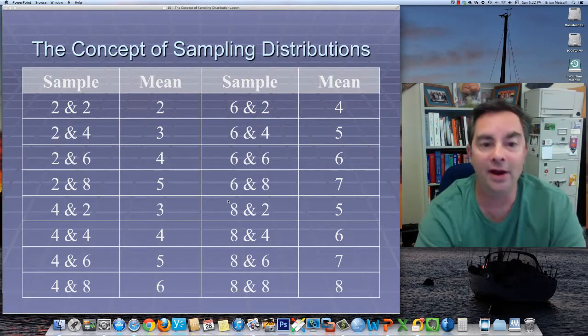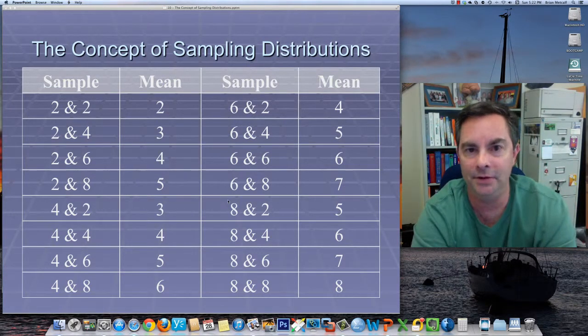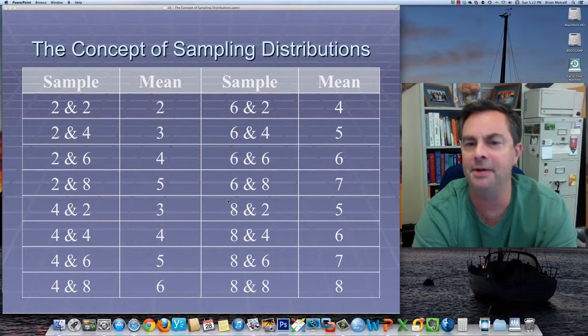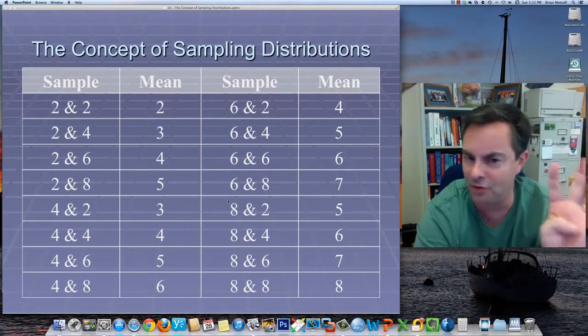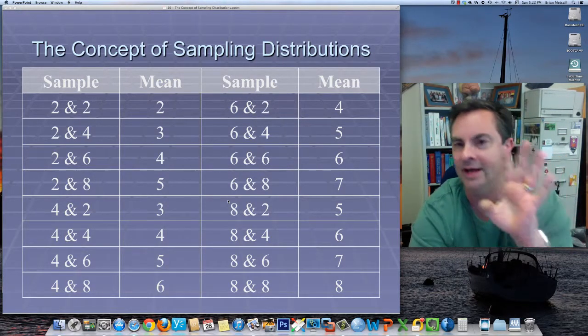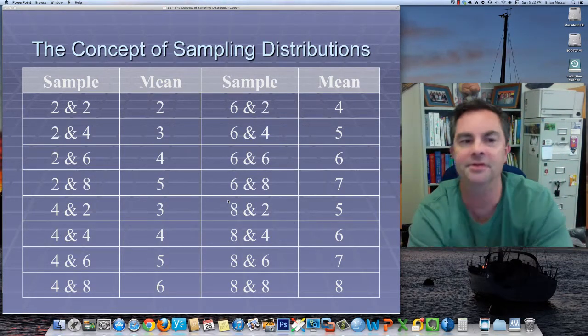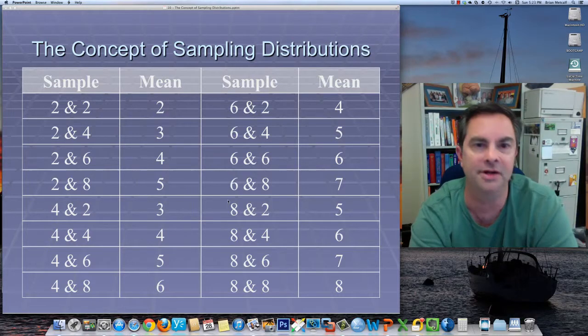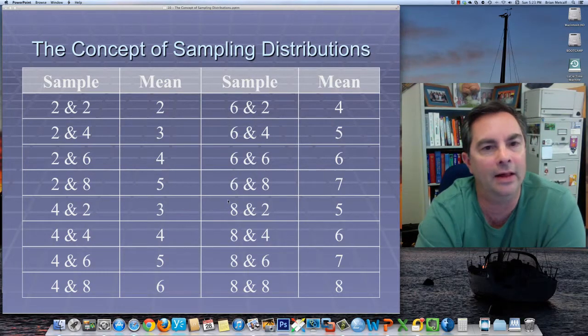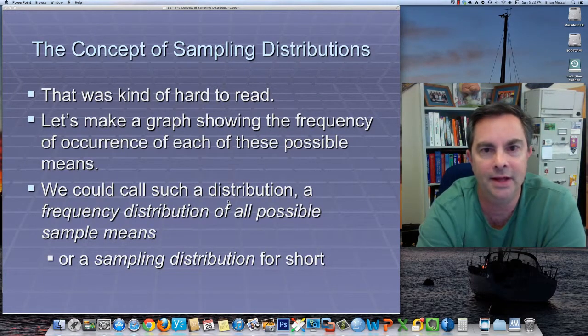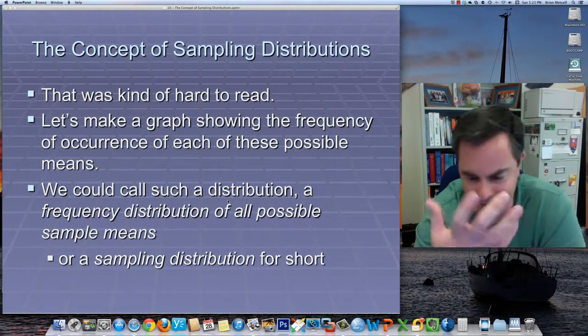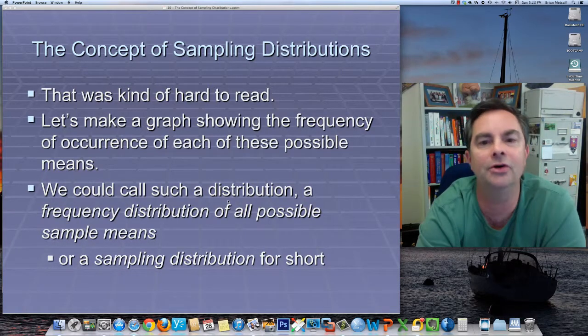Okay, now these are no longer individual scores, right? These now represent means for the 16 samples. So I'm not talking about 4 people anymore. I'm talking about 16 possible samples and 16 means representing those samples. So here's a table. Let's make a graph of that. You know, tables and numbers are hard to read, so let's make a graph showing this.